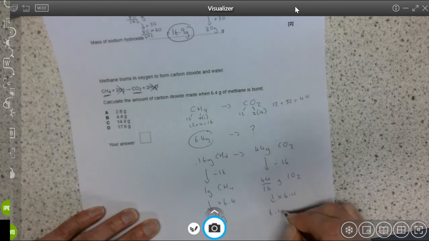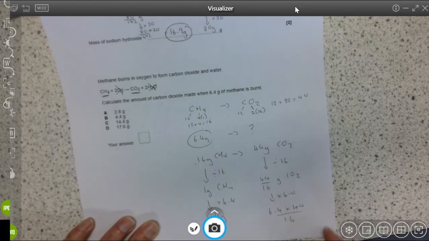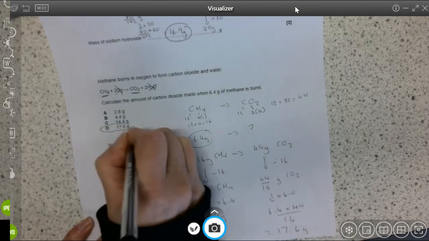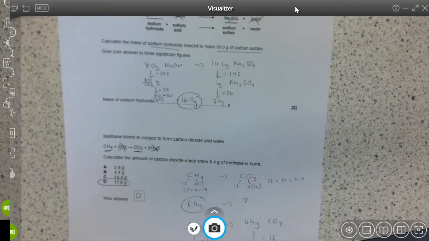That gives me 6.4 times 44 over 16. If you stick that into your calculator, you will get 17.6 grams, which happily is one of these. So my answer would be D. So that's the ratio method.